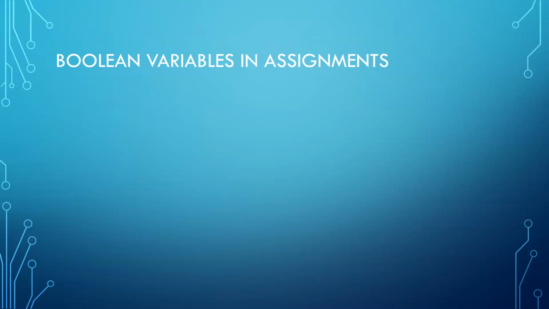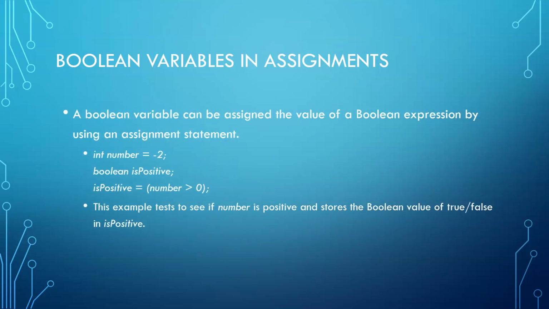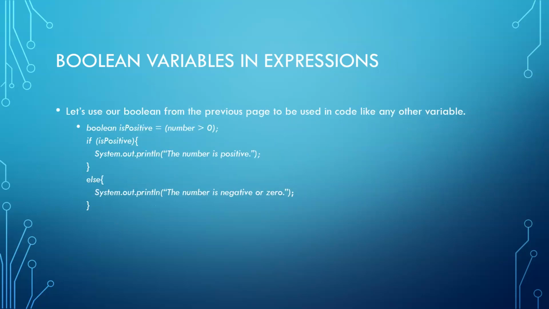All right, now let's look at how we can use those Boolean variables in actual assignments. A Boolean variable can be assigned the value of a Boolean expression by using an assignment statement. So here's our example. int number equals -2. boolean isPositive is equal to number is greater than 0. This example tests to see if a number is positive and then stores the Boolean value of true or false in isPositive. Let's use our Boolean example now from the previous page to be used in code like any other variable. If isPositive, System.out.println, number is positive. Else, System.out.println, the number is negative or 0. So this is a quick way to use this.